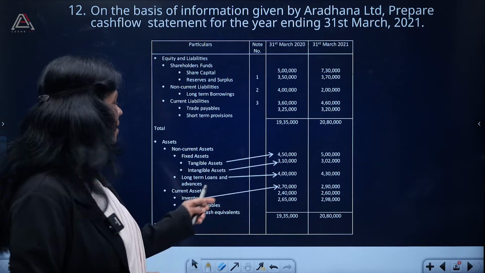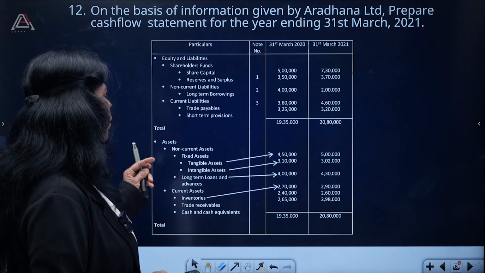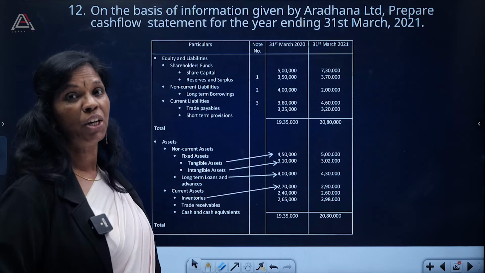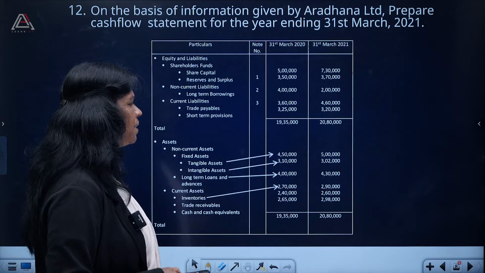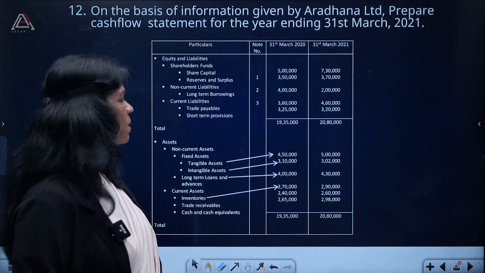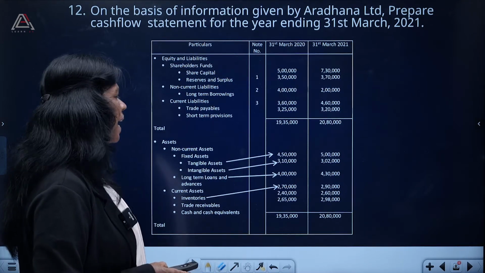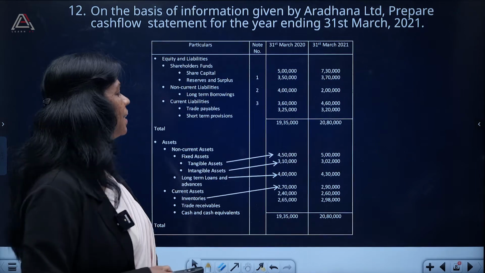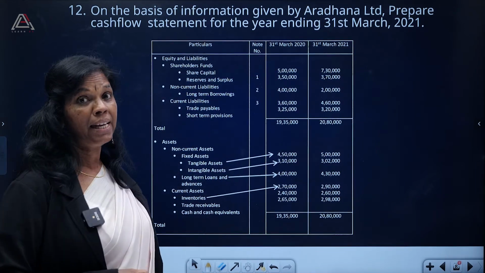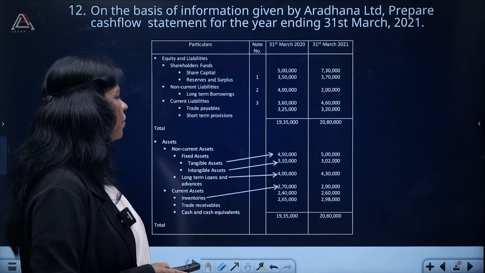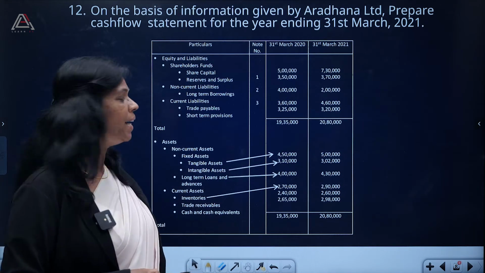Coming to the asset side, first is non-current asset. Under non-current asset, fixed asset, you can see tangible asset, first year 4 lakh 50,000, second year 5 lakh. Then next one, intangible asset, first year 3 lakh 10,000 and second year 3 lakh 2,000. Then loans and advances, you can see 4 lakh and 4 lakh 30,000.